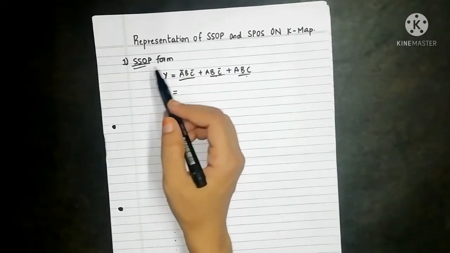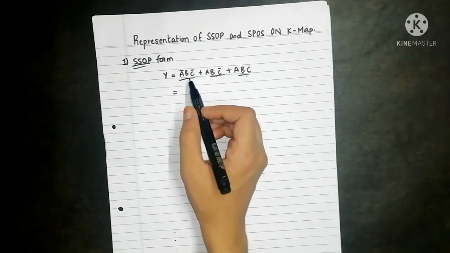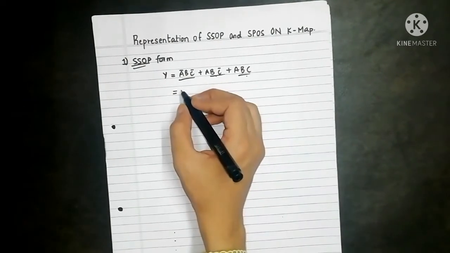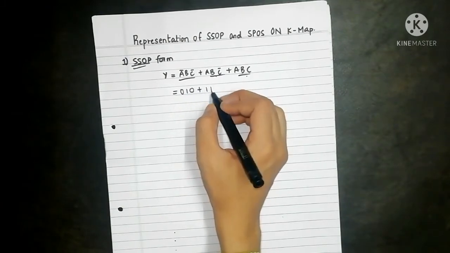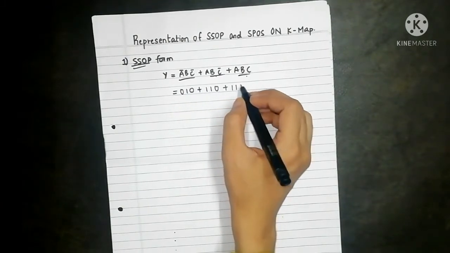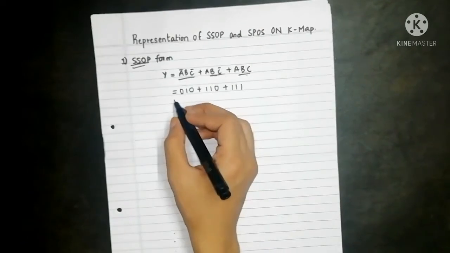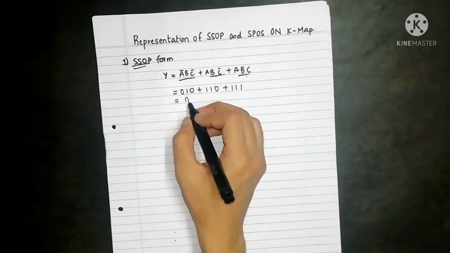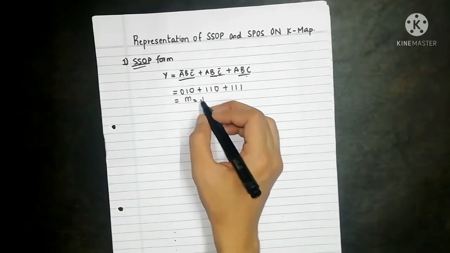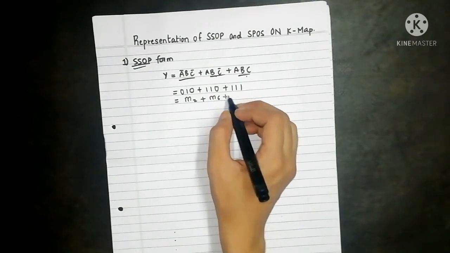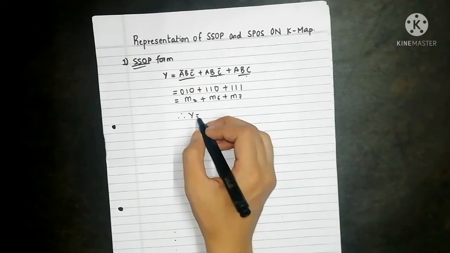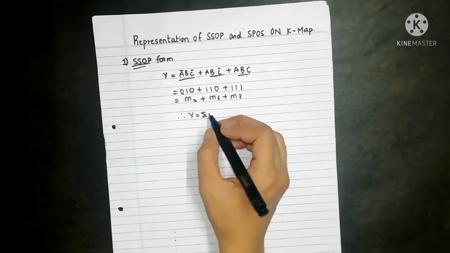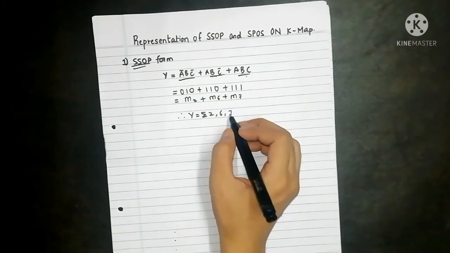For SOP form, the complemented is 0 and the uncomplemented is 1. So write down the corresponding values: 0, 1, 0, 1, 1, 0, and here 1, 1 and 1. So this is equal to M2, M6 and M7. So my equation can be written as y is equal to sum of min terms 2, 6 and 7.